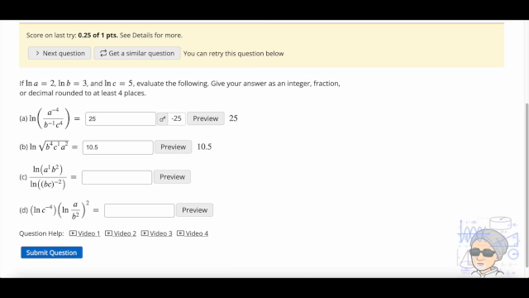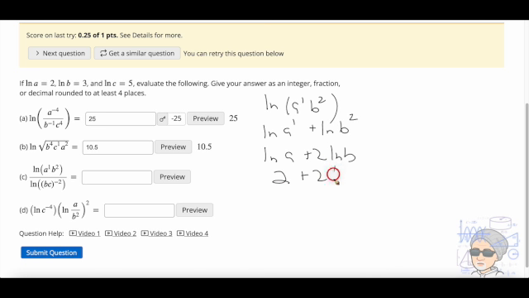So we're going to hit it. I recommend you do the numerator first and then the denominator second. Think of these just separately. So ln of a to the first b squared is the same thing as ln of a to the first plus ln of b squared, which is equal to ln of a plus 2 ln of b. And that whole thing will resolve down to 2 plus 2 times 3. 2 plus 6, which is going to give you 8. And I would hold on to that for right now.